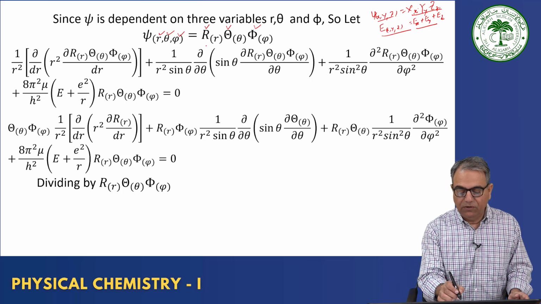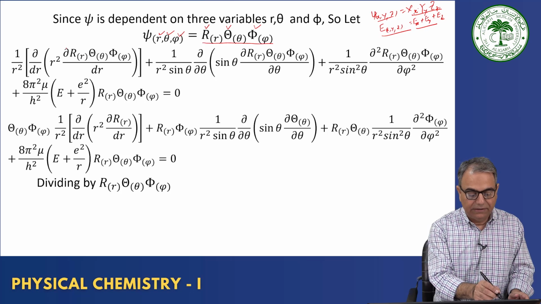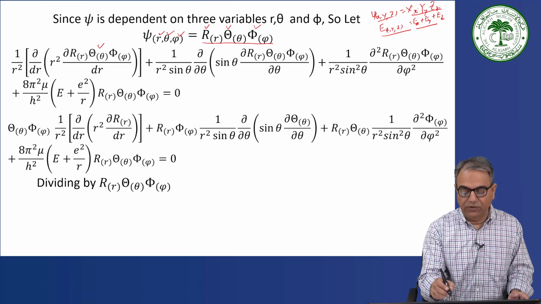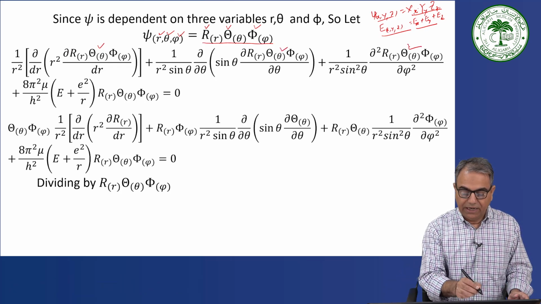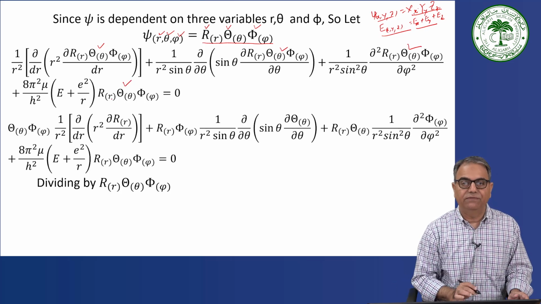So if you put this value, instead of psi we write R, Theta and Phi, then in the previous equation, del by del r of psi was there. We have placed this value here, here, and here, at four different places, 1, 2, 3, and then you have psi here also.